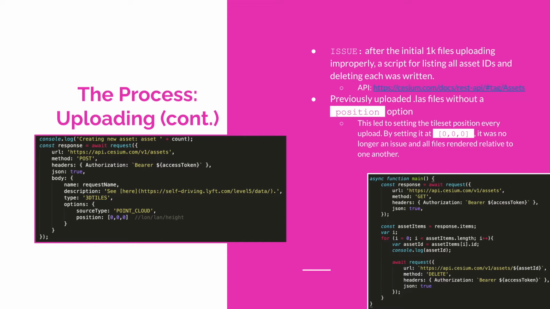Another problem we ran into was that the initial files were uploaded without a position option. This was because the files weren't georeferenced. Georeferencing is where a file is in the physical world, and we didn't know where this data was collected geographically. This was an inconvenience as we had to set the tileset position for each file. To remedy this, the position of each file was set to 000 as seen on the left.